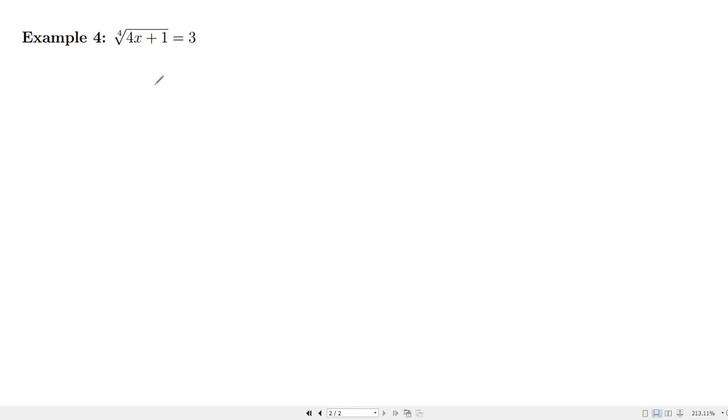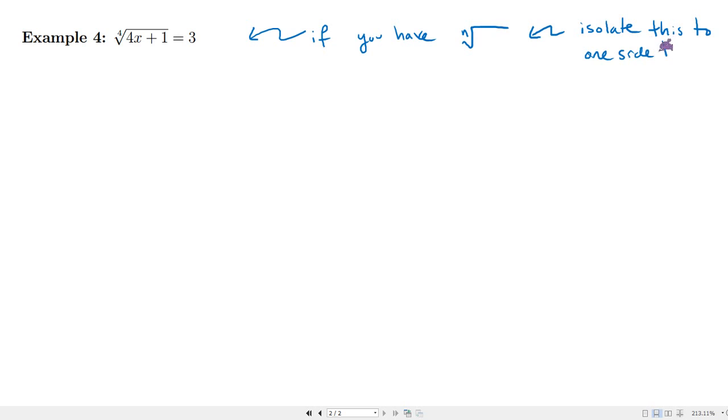Moving on. Okay, now if you happen to have something that isn't a square root, like this one is a fourth root, if you have an nth root, isolate this to one side, then take the nth power of both sides.